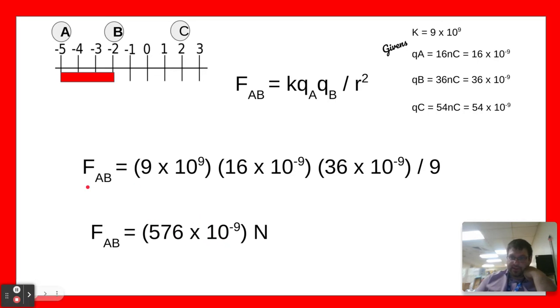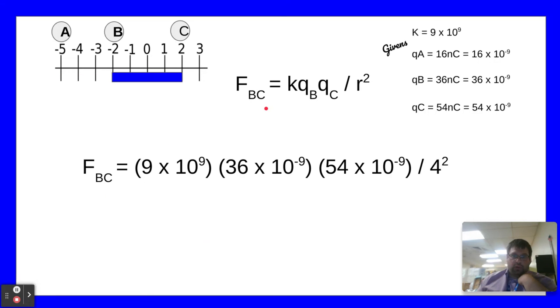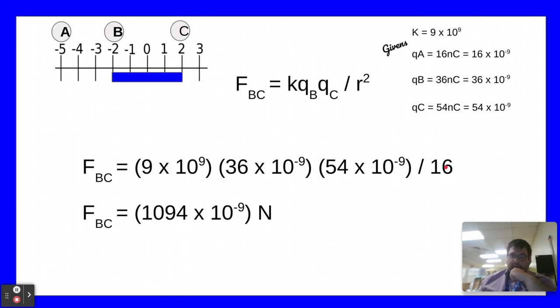Basically, we repeat the process for the other ones. So here we're looking at B and C, and I'm replacing B and C's with the correct numbers here. In this case, the R is not going to be 3. We have a different R because we're looking at a different part of the number line. Our R is going to be 4 in this case. So 4 squared is 16. You can handle doing this math with the exponents and the base numbers, and we get 1094 times 10 to the negative 9 newtons for the force between B and C.